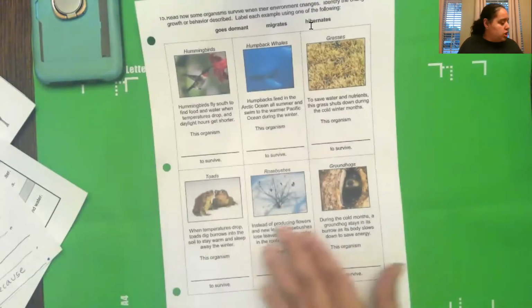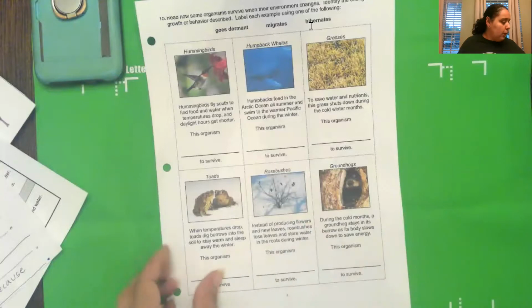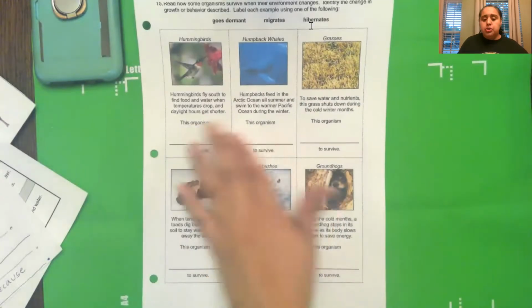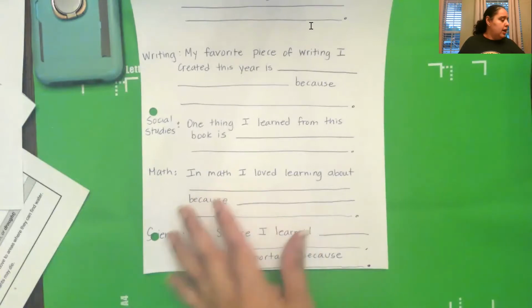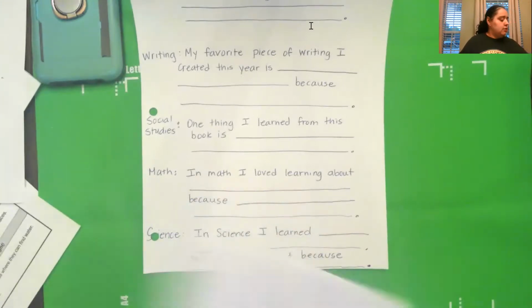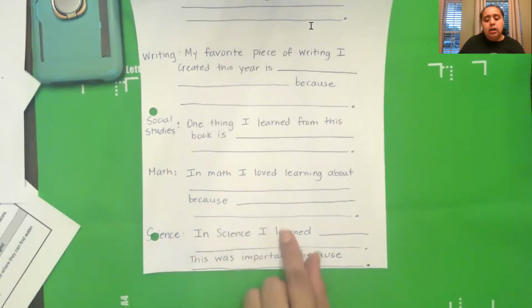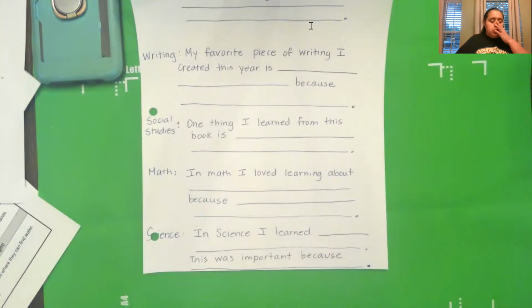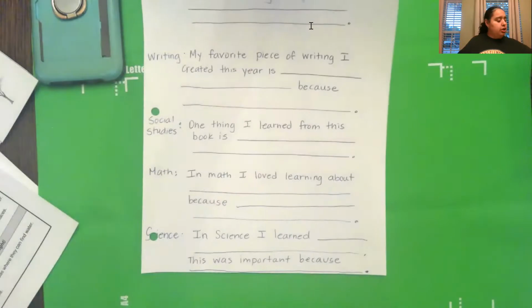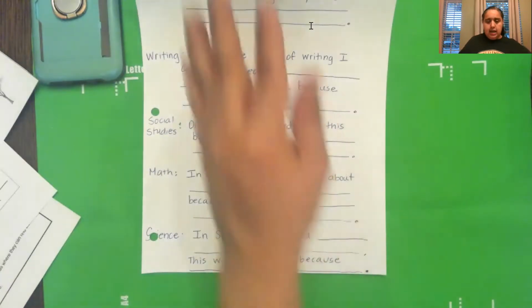This is the worksheet that you are going to do, okay? Now, you're gonna do this one. It's just 6 little questions, plus you're gonna do a science sentence. So this is gonna be our last sentence for our paper, science. In science, I learned blah, blah, blah. This was important because blah, blah, blah. So, 2 things. You're going to do this page and you're going to do this sentence in your page.